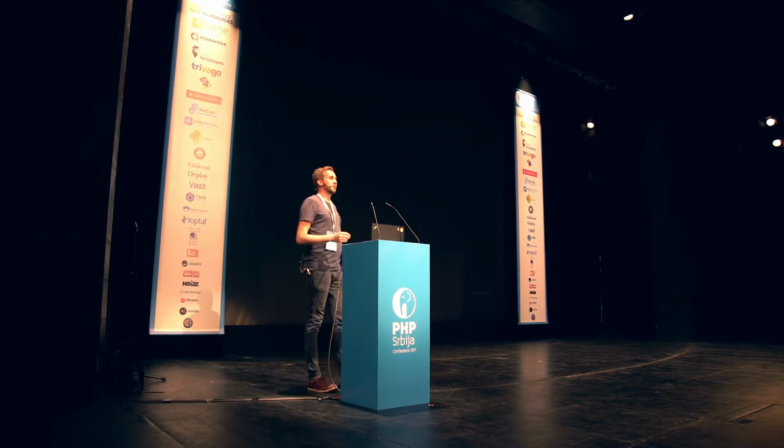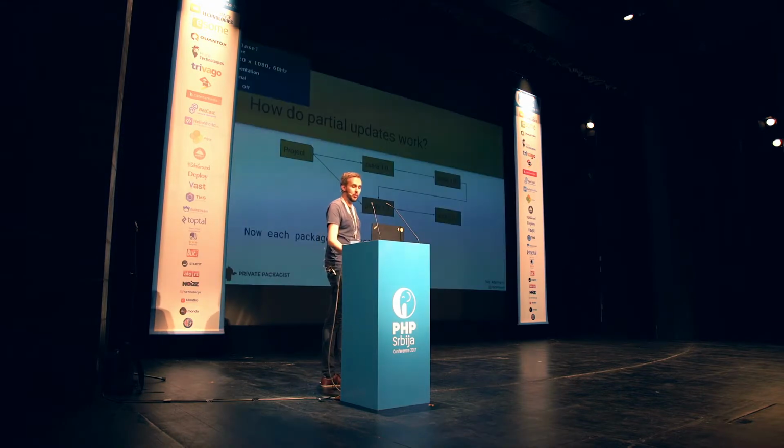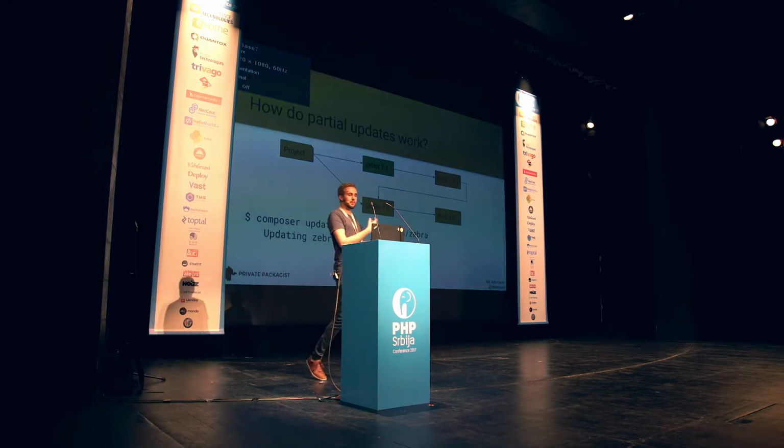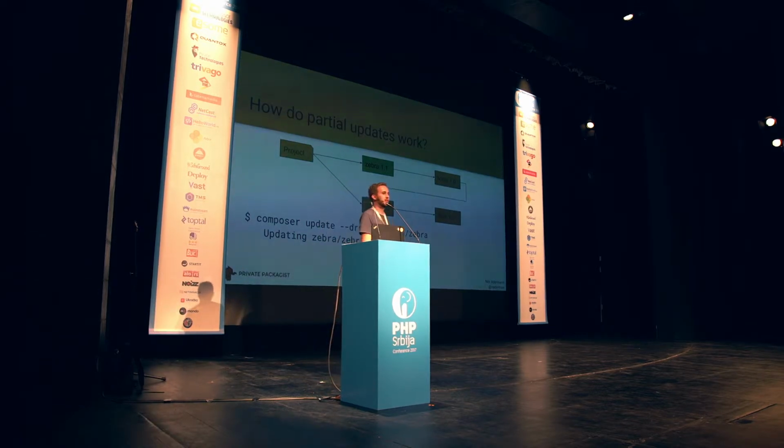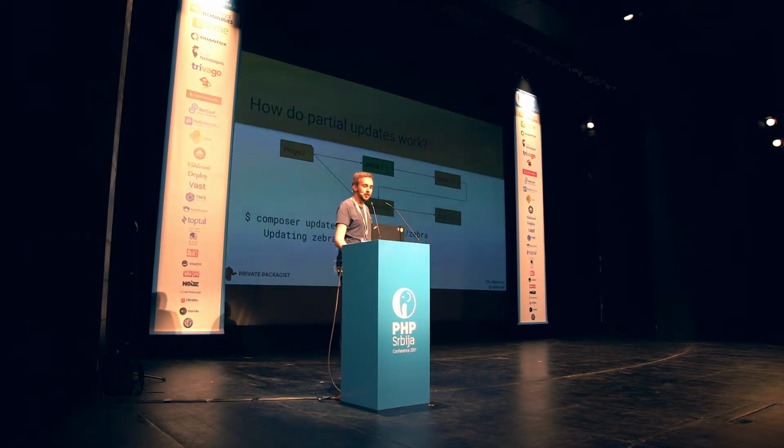Now, each of these packages releases a version 1.1, and we want to do an update. Now, if I run Composer update of zebra only, it'll update exactly that one dependency. All right, that's kind of what we expect, I would say. I mean, we give this argument, that's exactly what it does.